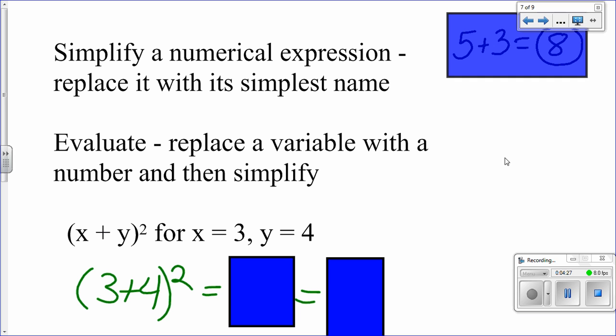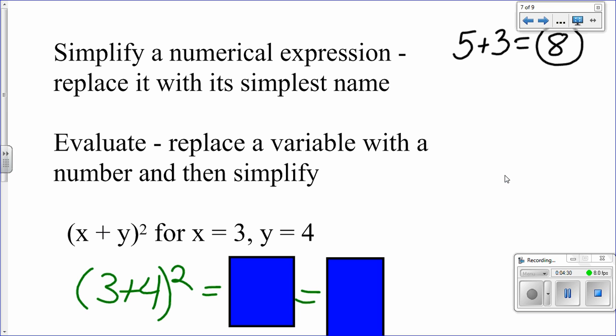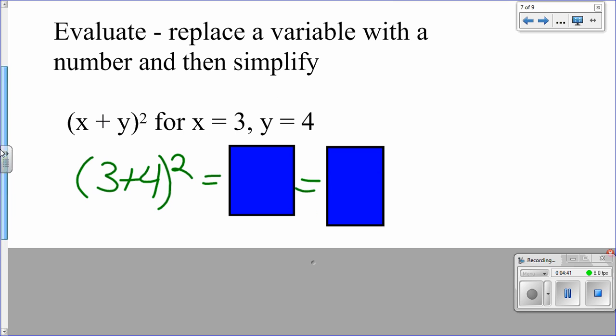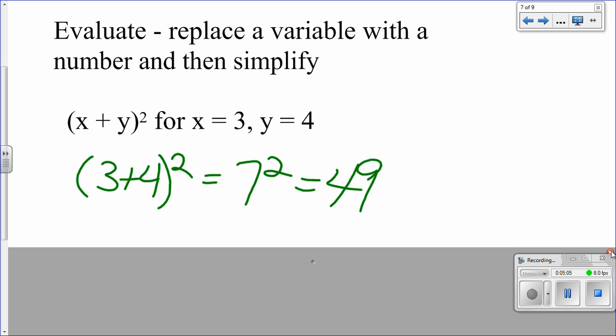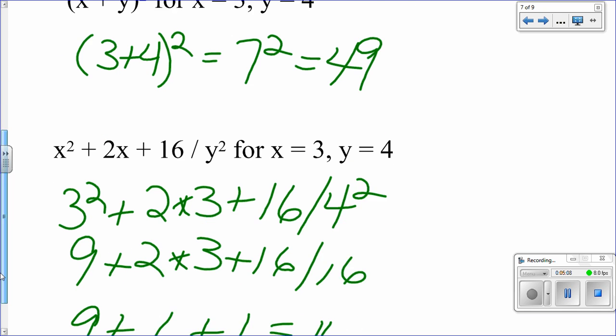When you're asked to simplify a numerical expression, you want to replace it with the simplest name. This is an example you saw in the last one, I believe. On the last video, 5 plus 3 equals 8. So if we're going to simplify 5 plus 3, we're going to call it 8. When you evaluate an expression, you're going to replace the variable with a number and then simplify. So here we have (x plus y) squared for x equals 3 and y equals 4. Substitute in 3 for x, 4 for y. Work inside your parentheses first. You get 7 squared, and then we're going to simplify that to 49.